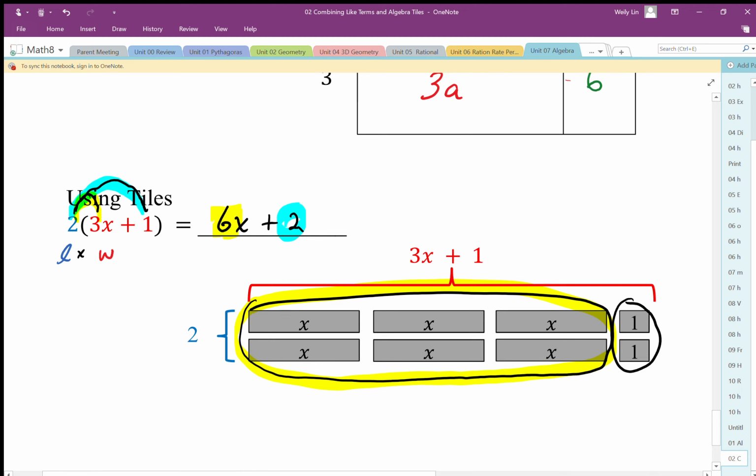So this length times width, whenever we have two things being multiplied, we can express it as area. And if we're dealing with algebraic pieces, we can show them with algebra tiles as well. And again, the 6x plus 2 algebra tiles are going to represent the areas of 6 x's plus 2 1's. Remember, the algebra tiles represent area, so then we have to make sure we understand what the length and width parts of that expression are.